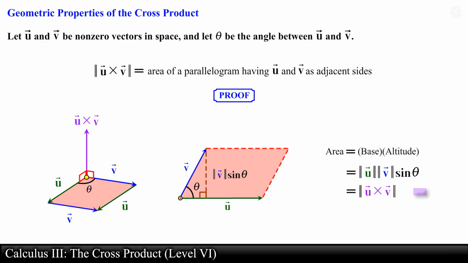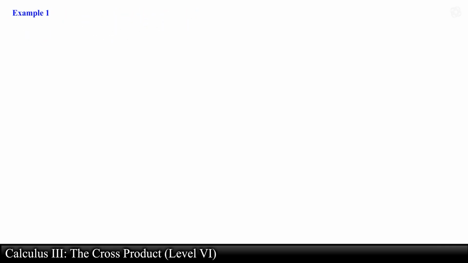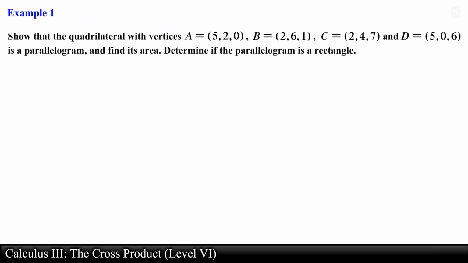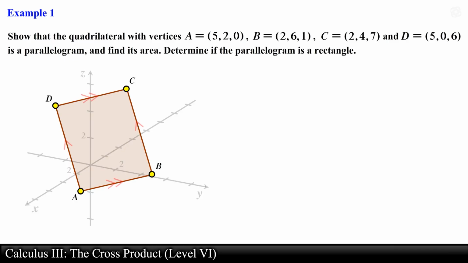Now let's go over a couple of examples that make use of the geometric properties of the cross product. Show that the quadrilateral with vertices A, B, C, and D is a parallelogram, and find its area. Determine if the parallelogram is a rectangle. Okay, here we are given the coordinates of 4 distinct points. We need to show that these points form a parallelogram. We do this by showing that both pairs of opposite sides are parallel.